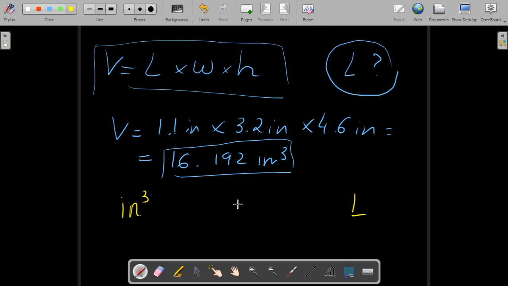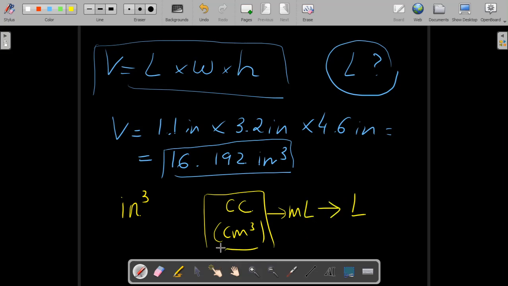Well, I know that there's something called cubic centimeter, which is also spelled like this. Okay, those two things are the same. That do relate to milliliters, and I know that those relate to liters. Do I have an easy way to go from inches to centimeters? Well, you should remember that you had this conversion factor. 1 inch equals 2.54 centimeters. That's how they are related.